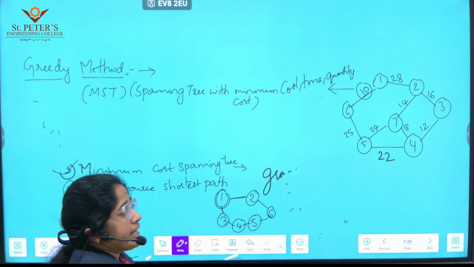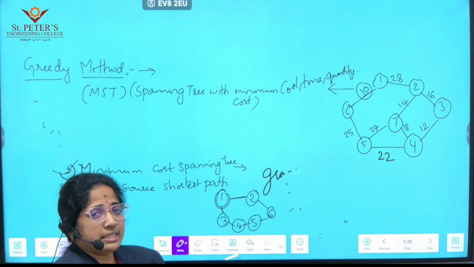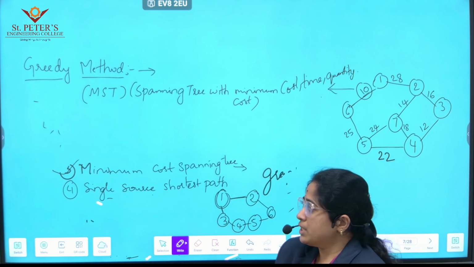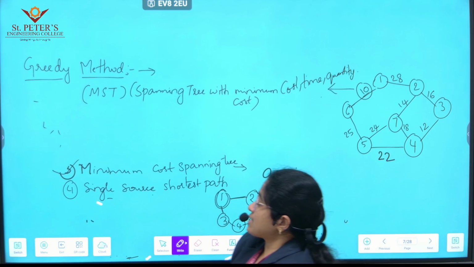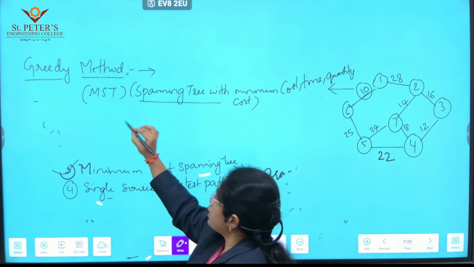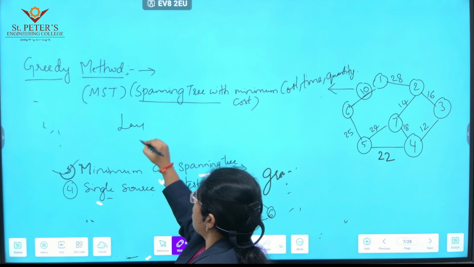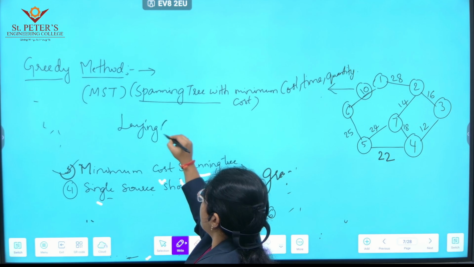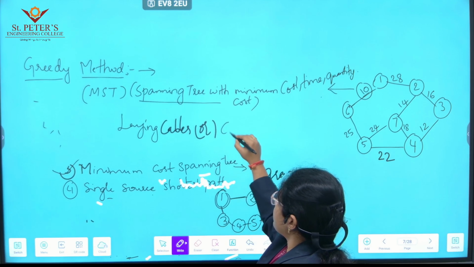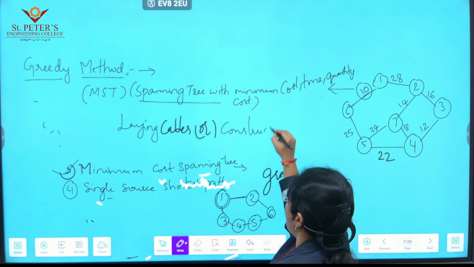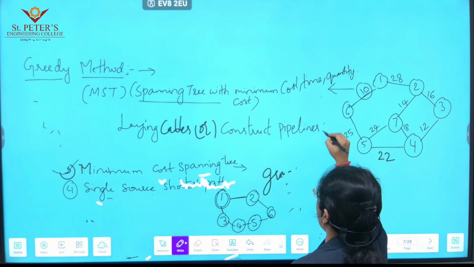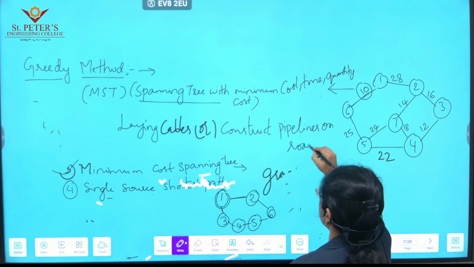So what are the conditions to draw a minimum cost spanning tree, and what are the requirements to draw a minimum cost spanning tree? Today I am going to explain the use cases where we will use this spanning tree. Whenever we are going to lay cables underground, or whenever we are going to construct pipelines on roads, what are the use cases here?